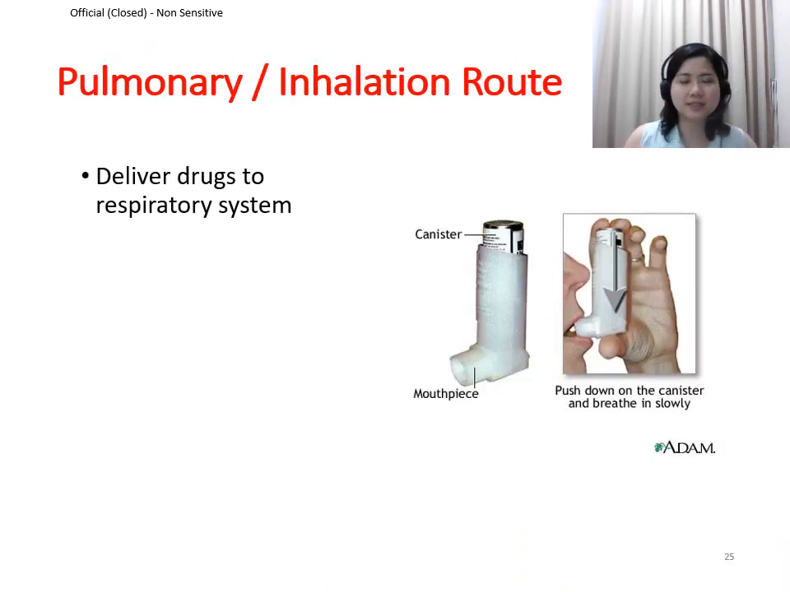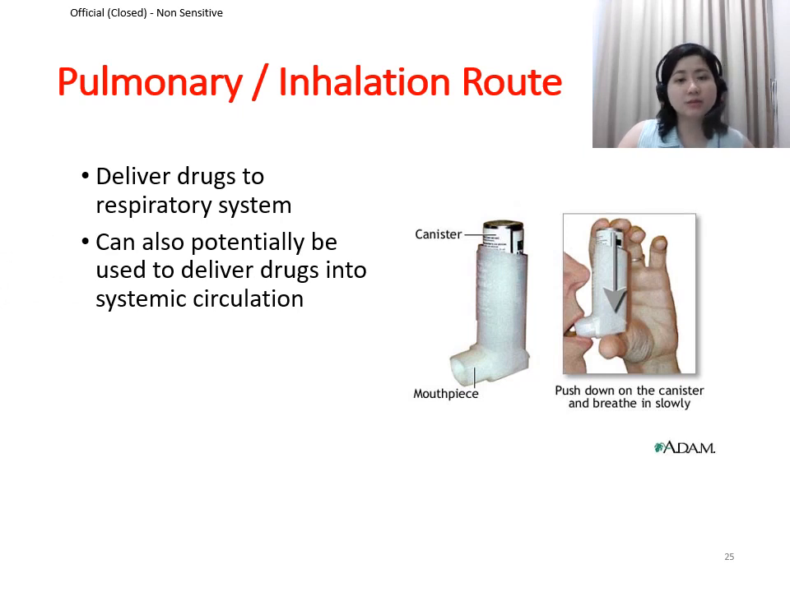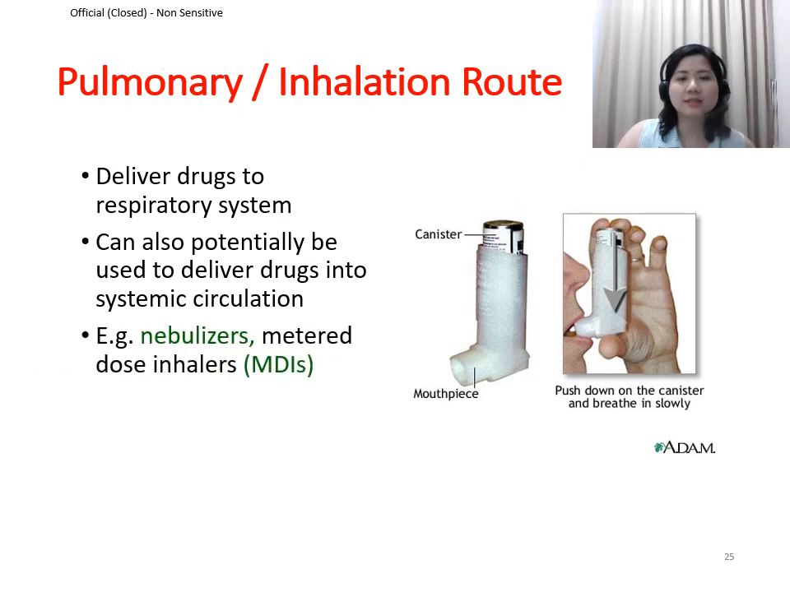Some drugs are administered via inhalation, typically drugs for asthma or other lung disorders. This route can also potentially be used to deliver drugs into the systemic circulation. Some examples of devices used would be nebulizers and metered dose inhalers.